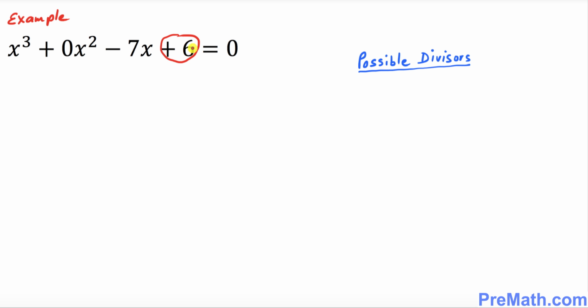I want you to focus on the very last number, that is positive 6. So now we're going to see what are the possible divisors for positive 6. Obviously that's going to be positive and negative 1, positive negative 2, positive negative 3, and positive negative 6.